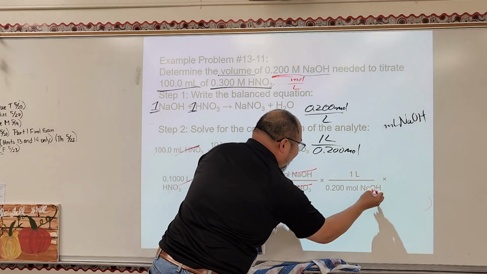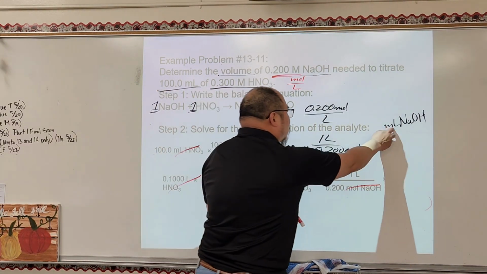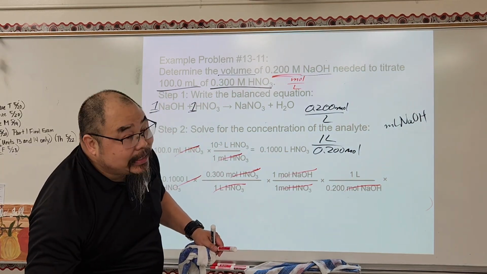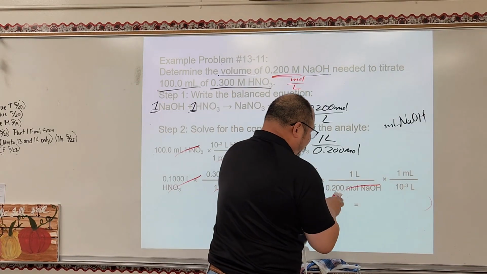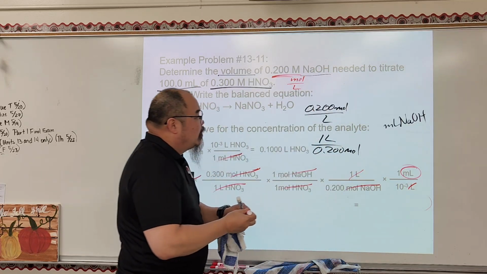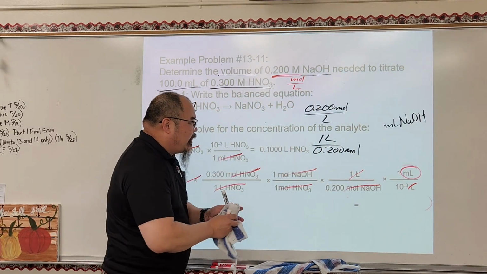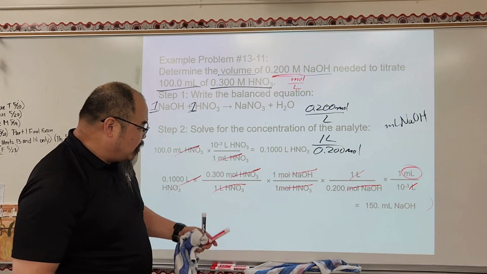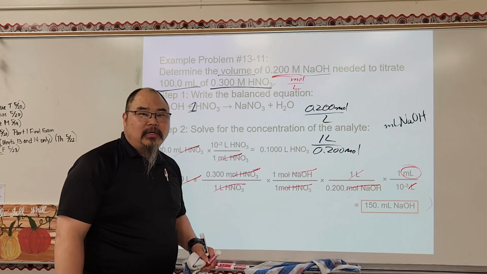Moles of sodium hydroxide cancel out. We got liters. I prefer to have the volume in milliliters. Put liters on the bottom so it can cancel out. Milliliters up on top. Liters cancel. Milliliters left over. That's what we're looking for. Every other unit's canceled out. All we have to do now, throw it into your calculator, plug and play, and hopefully you get the answer of 150 milliliters of sodium hydroxide.